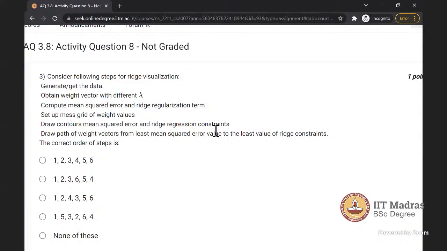So set up mesh grid of weight values is initial. What exactly does it mean? It means that when you are creating 3D plots or contour plots, you have a function that you want to plot on that chart. You will have to set up a mesh grid, I mean a set of values of X and Y pairs. Okay, fine. Right.